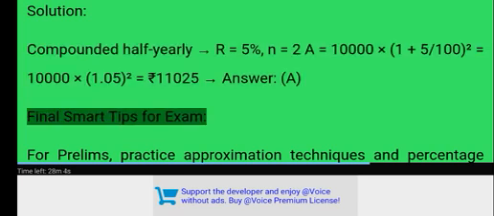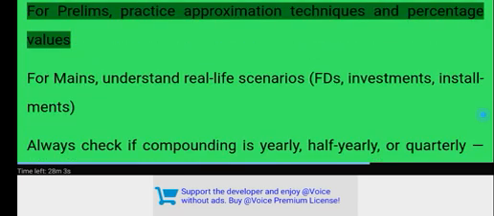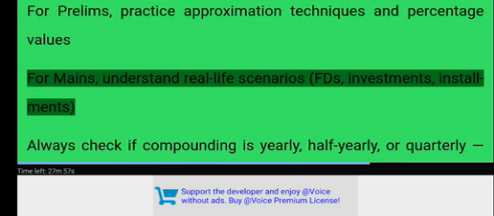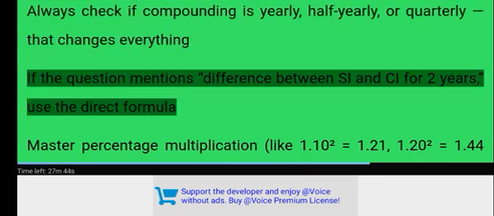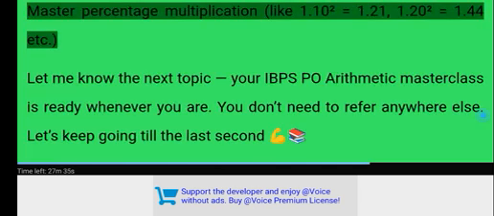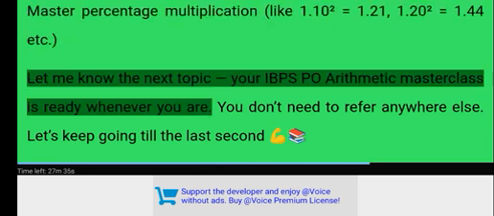Answer A. Final smart tips for exam. For prelims, practice approximation techniques and percentage values. For mains, understand real-life scenarios, FDs, investments, installments. Always check if compounding is yearly, half-yearly, or quarterly. That changes everything. If the question mentions difference between SI and CI for 2 years, use the direct formula. Master percentage multiplication like 1.10 squared equals 1.21, 1.20 squared equals 1.44, etc.